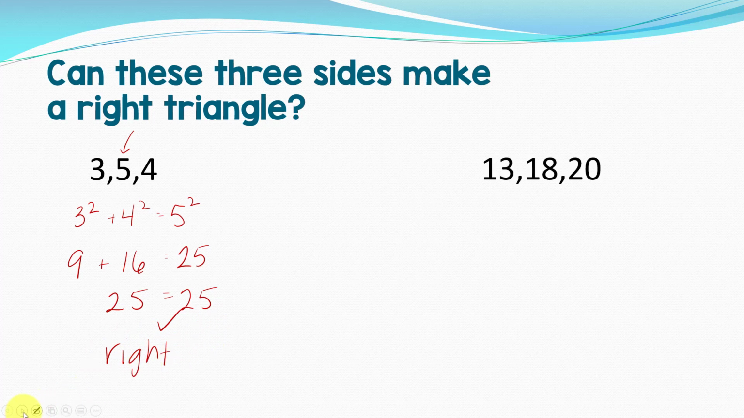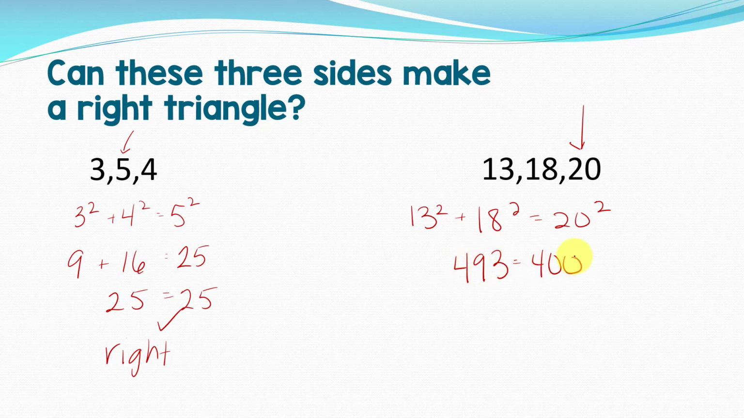Let's take another one. How about 13, 18, and 20? So what's the longest side? The hypotenuse is 20. So I've got 13 squared plus 18 squared equals 20 squared. All right, 13 squared plus 18 squared is 493. I didn't do it out separately, and that equals 400.